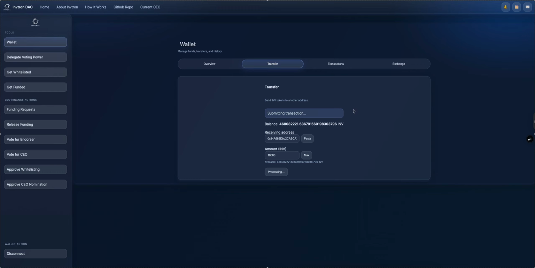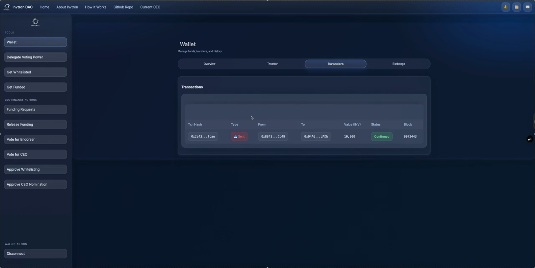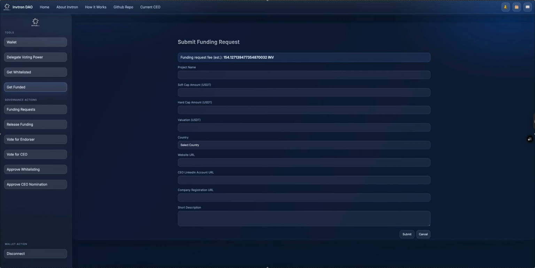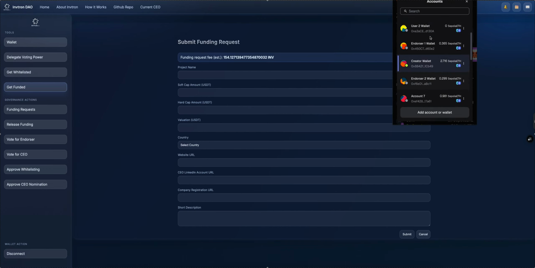Just to confirm, this is happening on testnet. This is not the real token, and this is not the real Ethereum that we are using now. Transfer successful. You can see the transaction here also. I think I cannot compliment myself or our team, but I believe that our dashboard is very clean and very user friendly so far. Now let's go back to get funded using the whitelisted address.